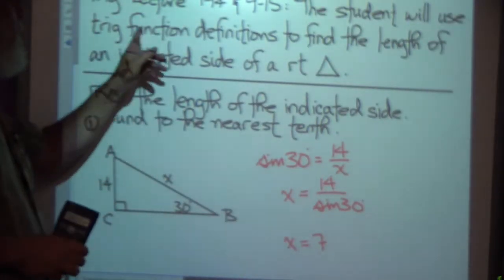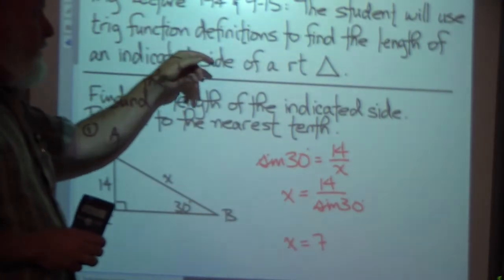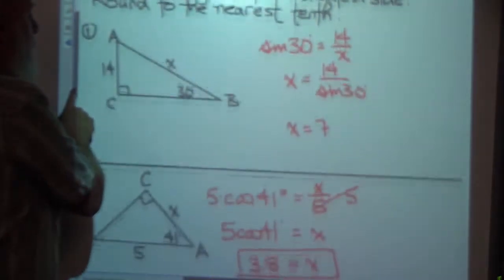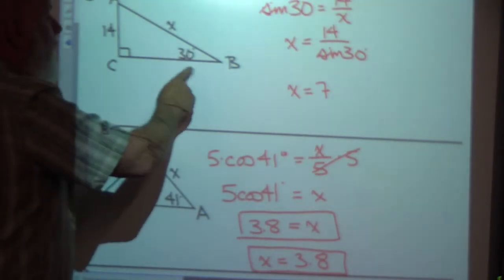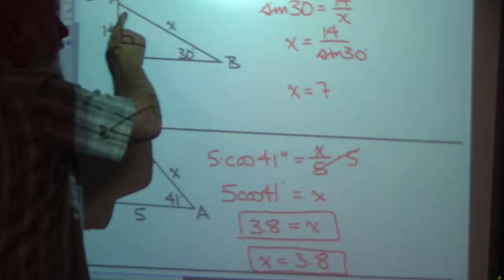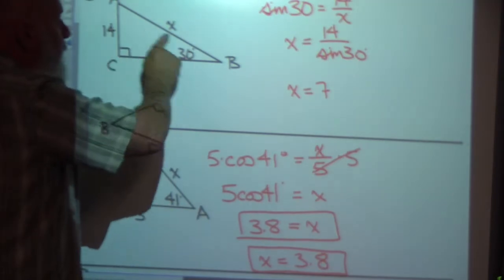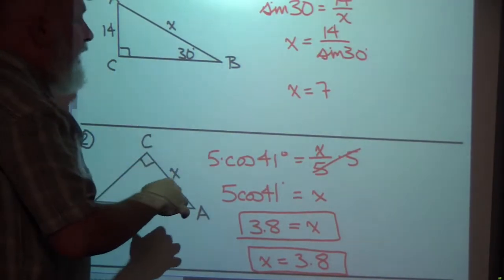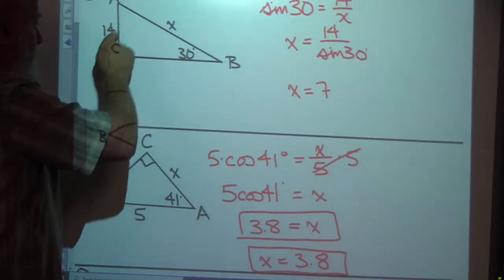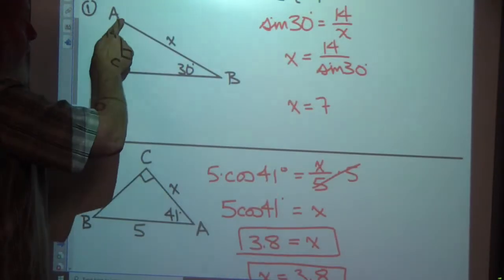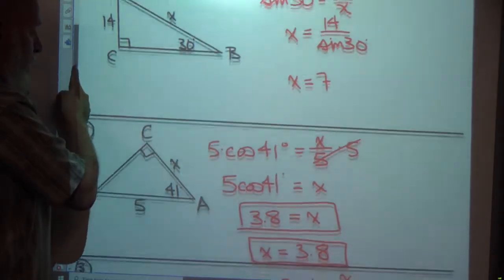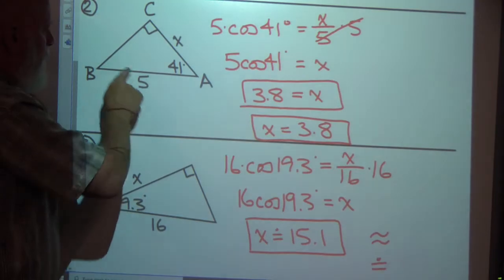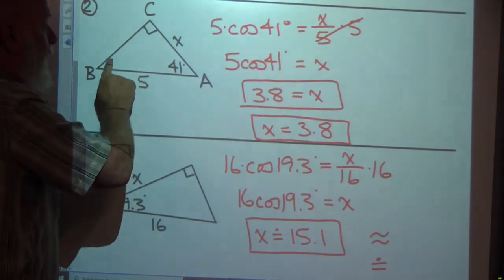So now hopefully we know that we can use trig function definitions to find the length of an indicated side of a right triangle as long as we know one of the angles. And of course, if you know one angle, you automatically know the other one, because the acute angles in a right triangle are complementary. They'll add up to 90 degrees. So if this is 30, this one is 60. And you could use that angle for your trig function if you wanted to. If this is 41, this one is what would that be, 49? So forth and so on. These have got to add up to 90.